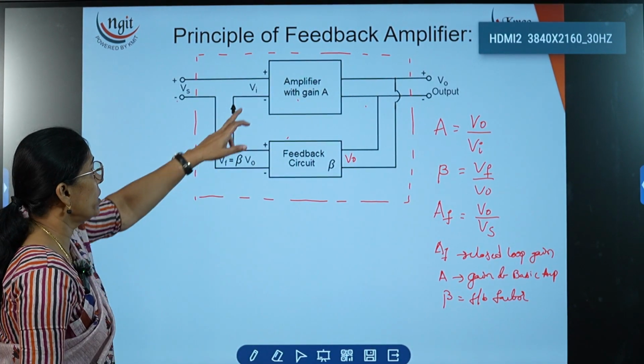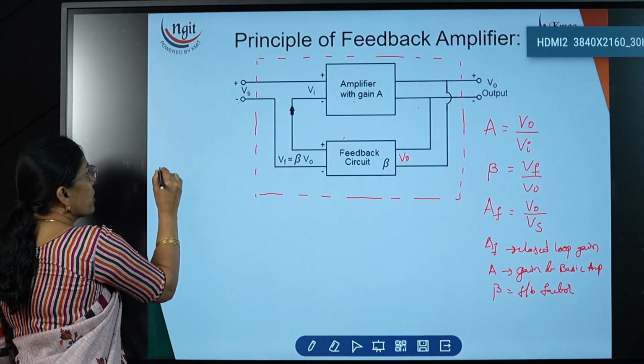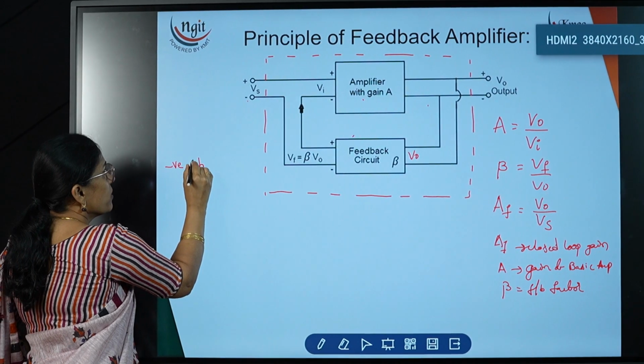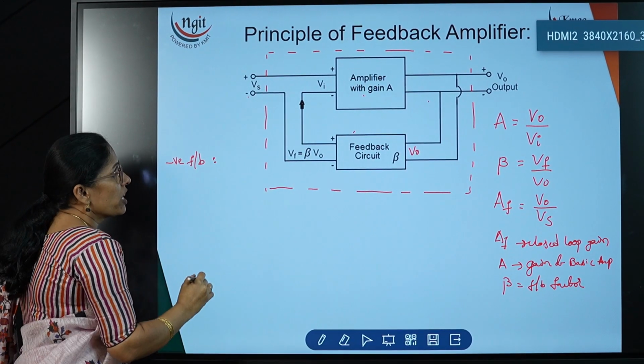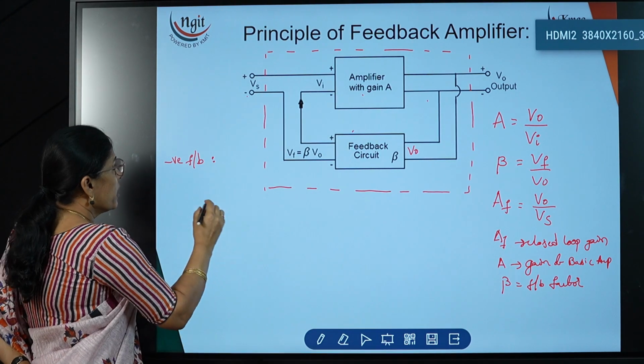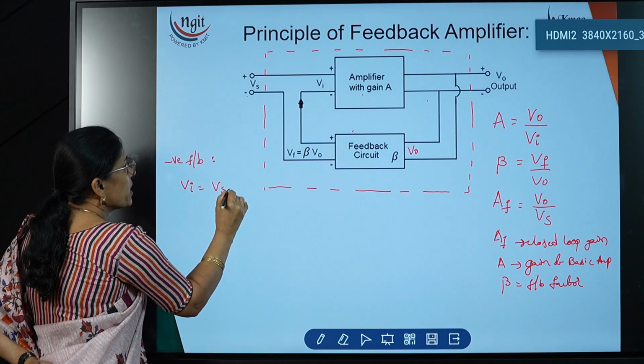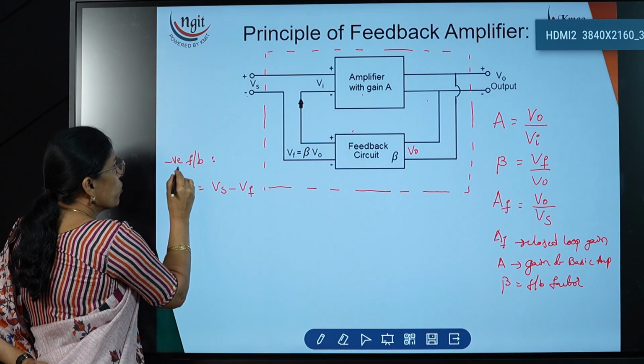Now how to derive that? I am taking the case of negative feedback. So for negative feedback, if I try to derive the expression for the closed loop gain, what can we write? Vi is equal to Vs minus Vf by negative feedback.